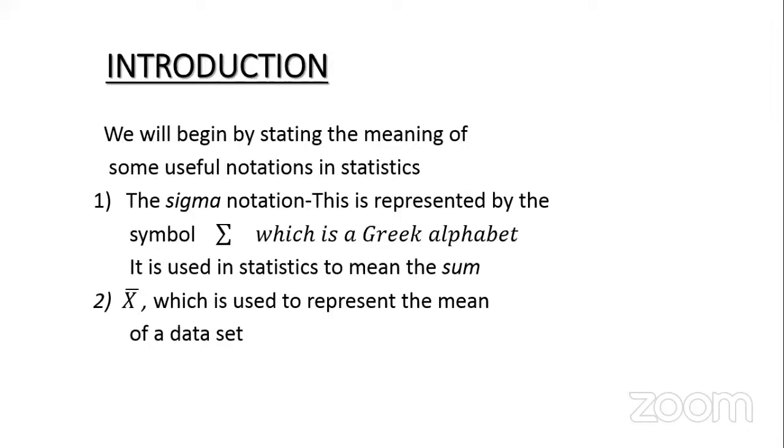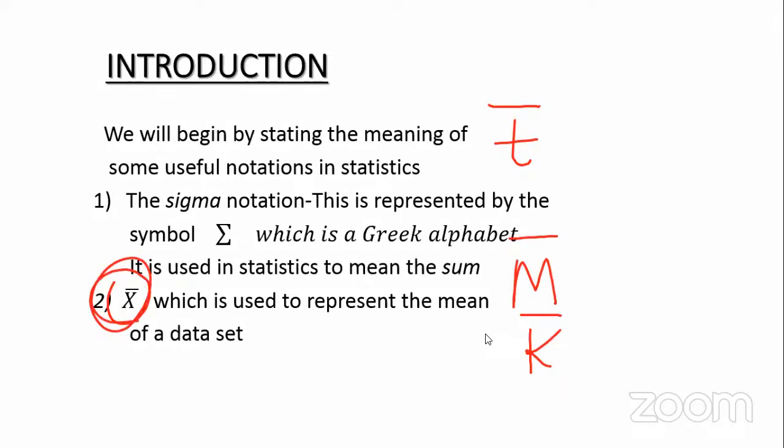Then there is number 2 there, X bar, which is used to represent the mean of a data set. So anytime you see that symbol where you have an X, even if it's a T and a bar, an M and a bar, a K and a bar, this bar in statistics represents the mean. It is the symbol that we use as statisticians to denote what you are working out. You get it? Good. Let me see if there's another question in the chat.